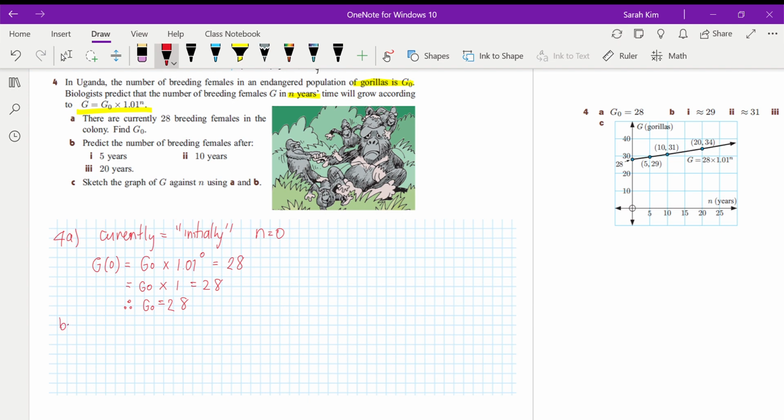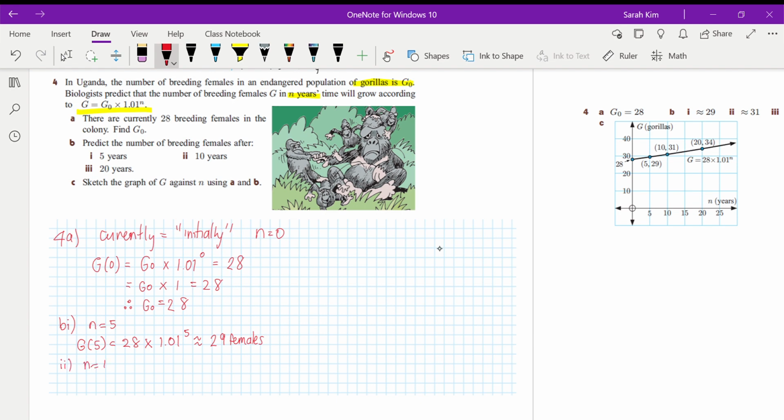Right, let's do B1. Predict the number of breeding females after 5 years. So my N is 5. That would be just substituting it in. So 28, because I found out G0 is 28, times 1.01 to the power of 5. That approximately gives me 29 breeding females.